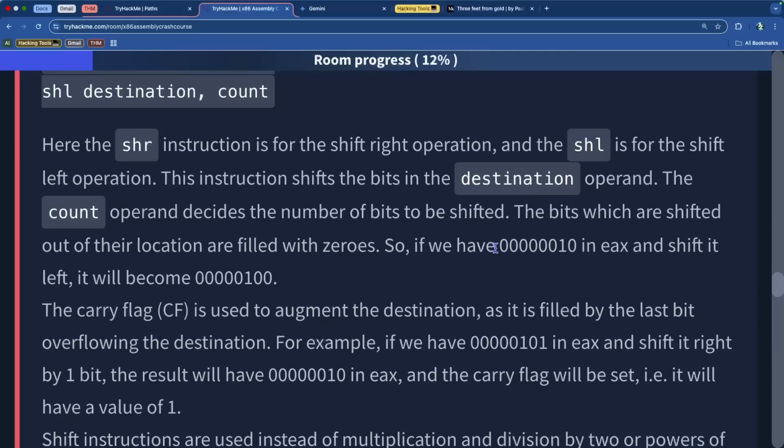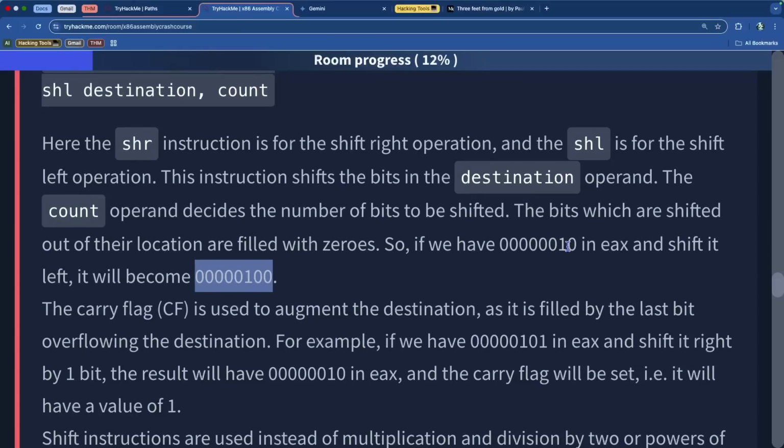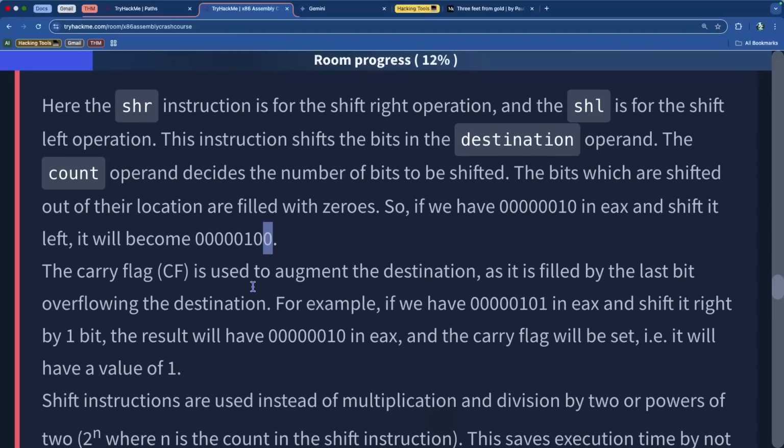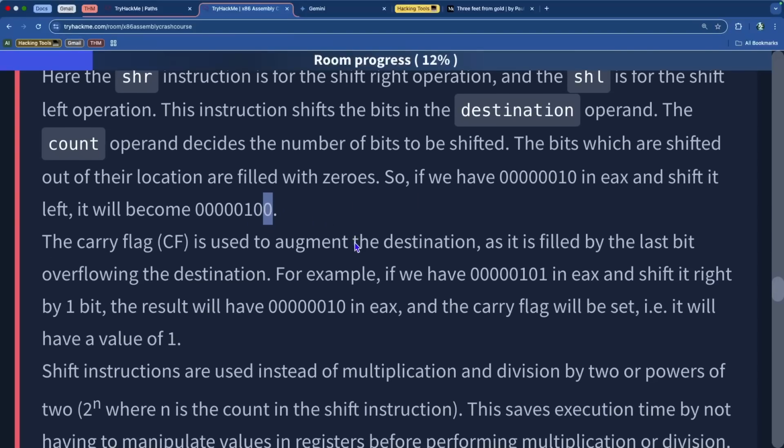So if we have this in EAX and shift it left, it will become this whole piece right here, and we're shifting it left 1 count, right? So you can see that it just moves, and then the new placeholder right after this, the 0 to the right of it, is just this extra 0 that we saw. So we moved it left, right?